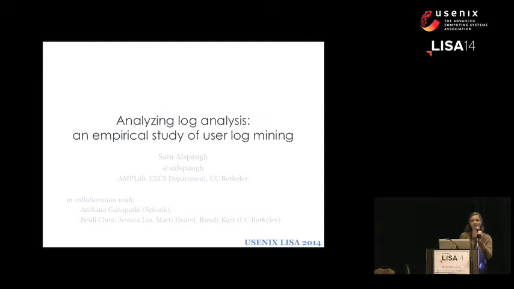I'm excited to see so many people here who are interested in log analysis. Yay. So my name is Sarah. I'm a grad student at Berkeley.